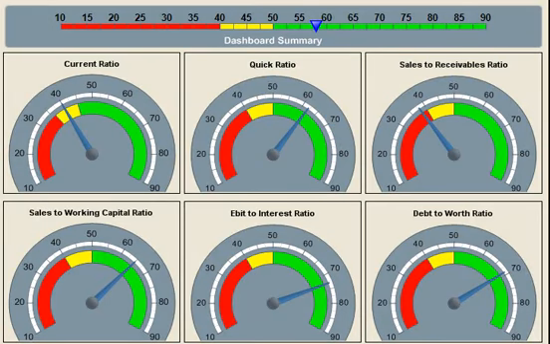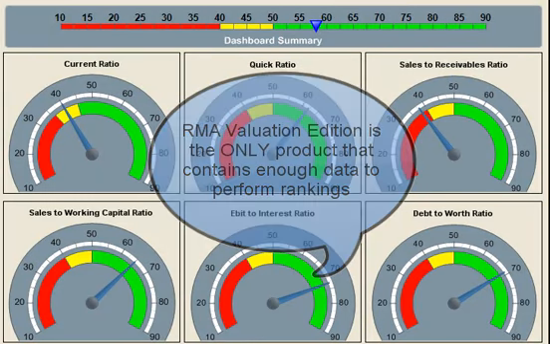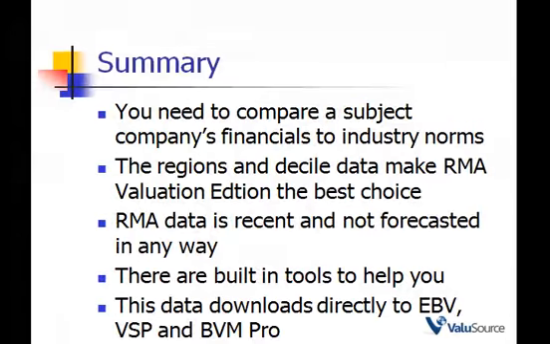Remember that having all that extra data in RMA allows us to do the rankings. And it's the only product in the market that allows you to do rankings of financial statement comparisons. So let's summarize. You have to compare a subject company's financials to industry norms for evaluation. And the regions and decile data make RMA Valuation Edition the best choice for this. RMA data is the most recent, and it's not forecasted in any way. And there are built-in tools to help you. And the data automatically downloads with one mouse click into Express Business Valuation, ValuSource Pro, and BVM Pro.